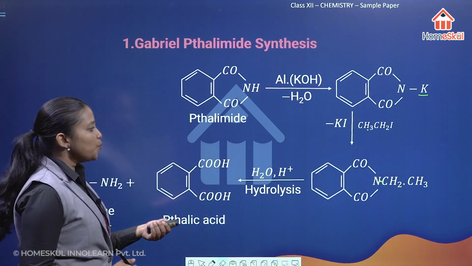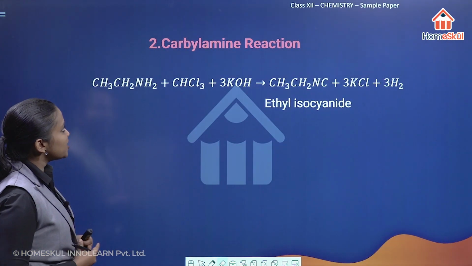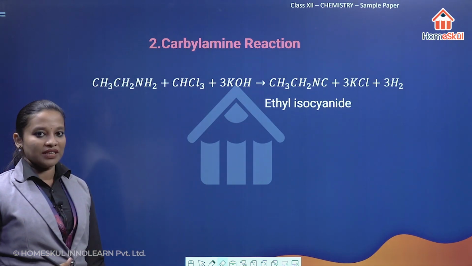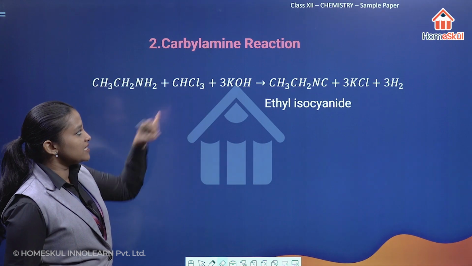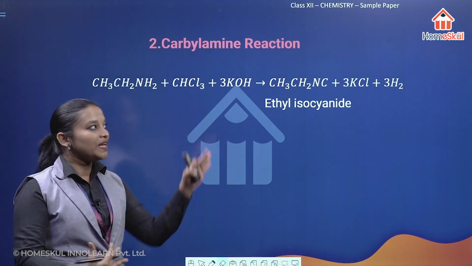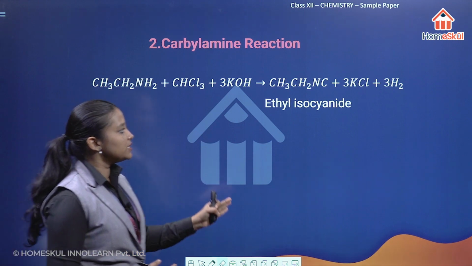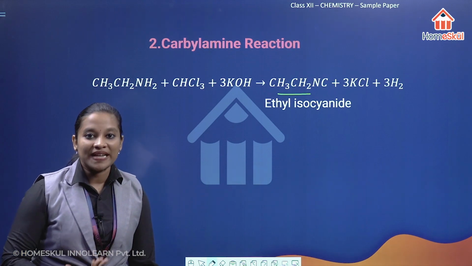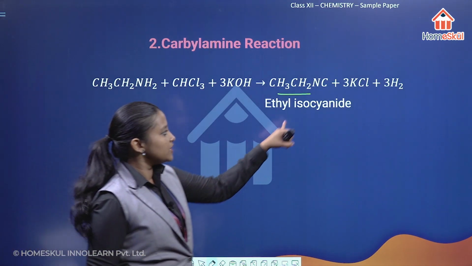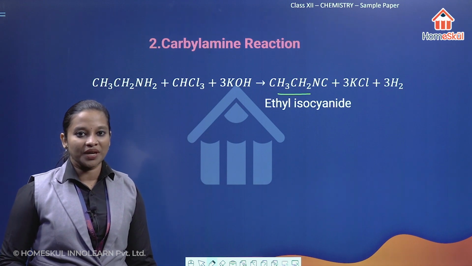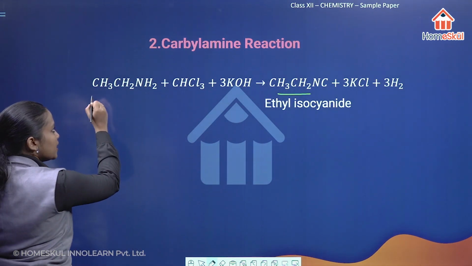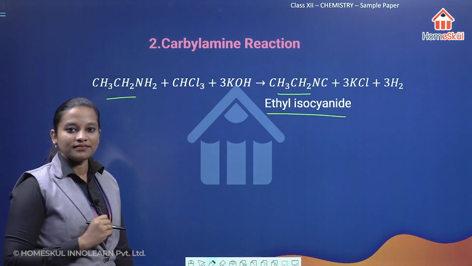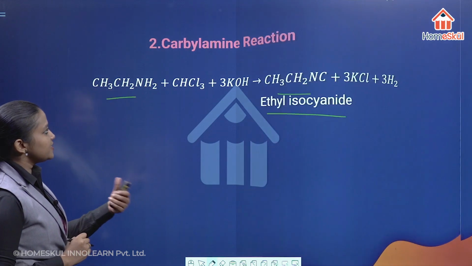Now moving on to the next reaction, the carbylamine reaction. In the carbylamine reaction, a primary amine reacts with chloroform in aqueous or alcoholic KOH solution. That results in the formation of an isocyanide, also known as carbylamine, which is a foul-smelling compound, along with KCl and water. This is the reaction. So, since we took ethanamine, we got ethyl isocyanide.